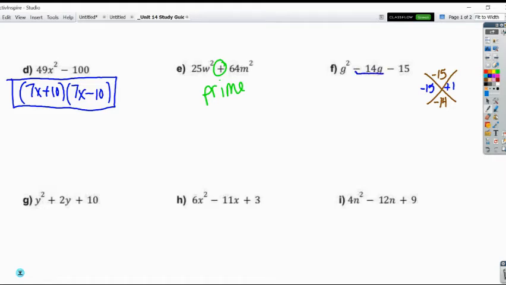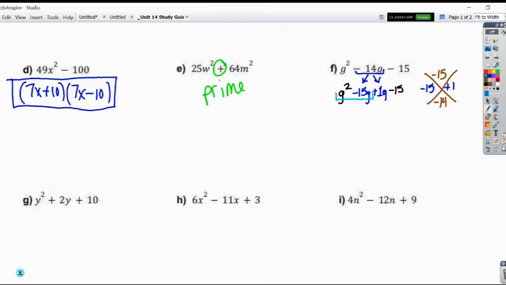So I expand the middle term. Instead of writing that negative 14g, I now write it as negative 15g plus 1g. Keep everything else the same about this problem. Bring g squared on down, bring that negative 15 down. Split this up now into your two groups.